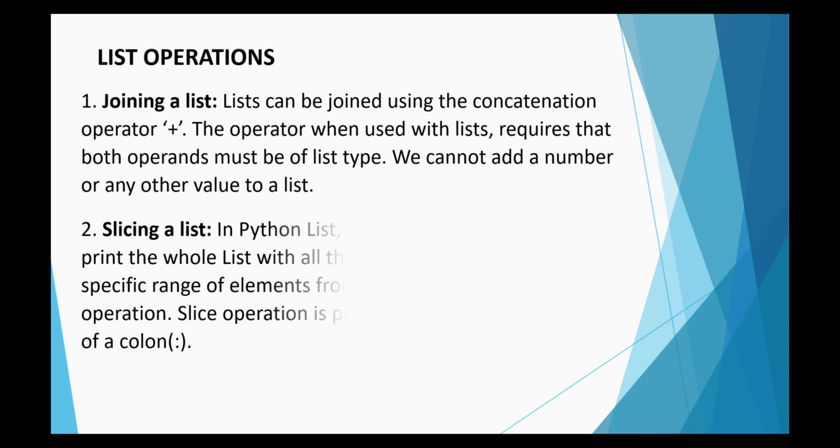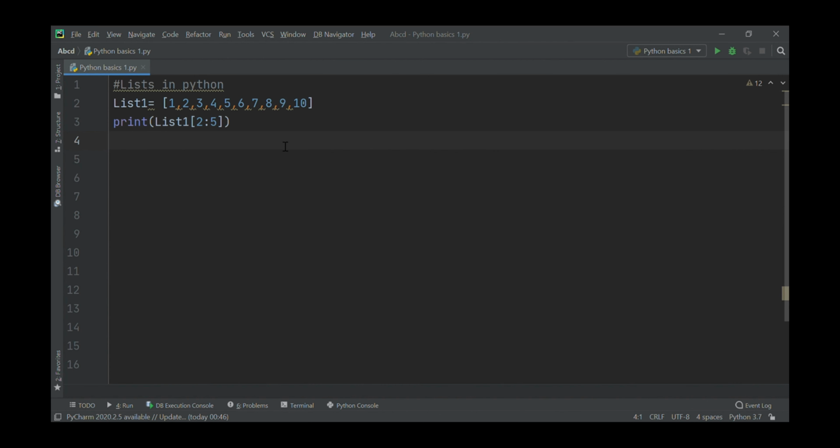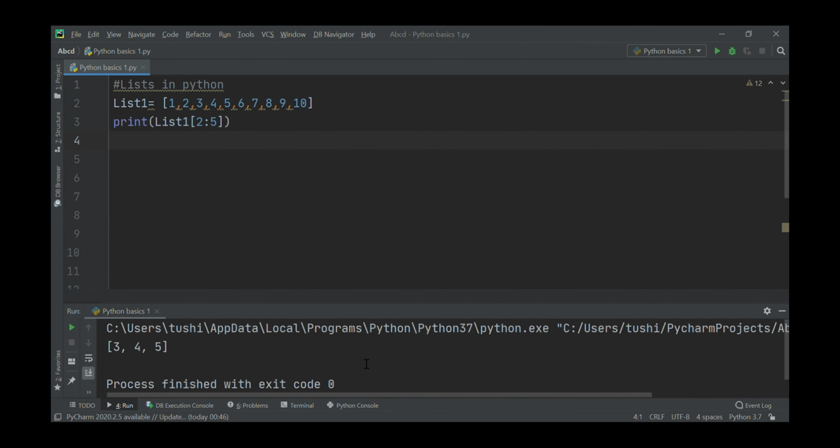In Python list, there are multiple ways to print the whole list with all the elements, but to print a specific range of elements from the list, we use the slice operation. Slice operation is performed on the list with the use of a colon. In this program, we have used colon, the slice operator, to slice the list. The output shows the sliced list from index 2 to index 5. The element at index 5 is not included in the sliced list.